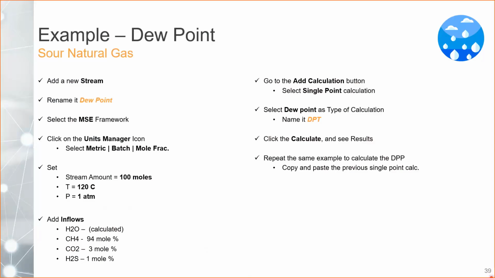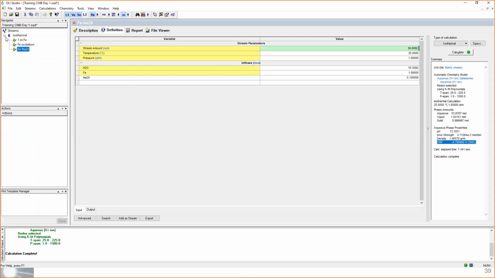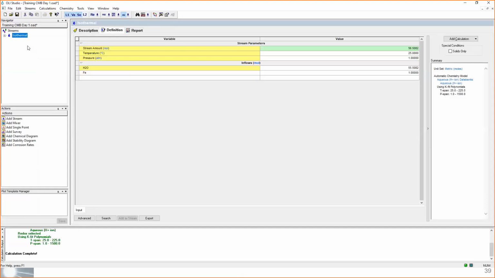Okay, so let's go back to the software and set up our next calculation. We are going to add a new stream. Click or double click on add stream, and rename it "dew point." For this dew point, I want to use the MSC framework for this calculation, so select the MSC framework. You'll see to the right that the chemistry model is now MSC.